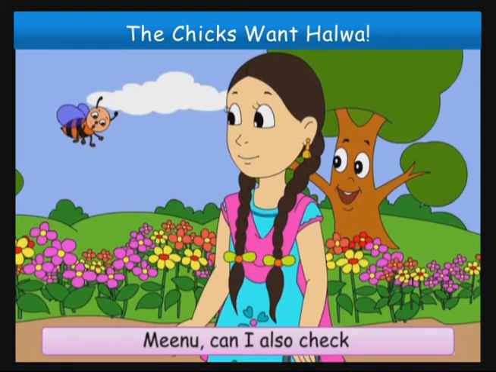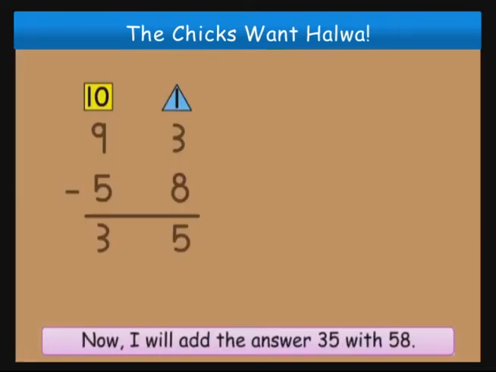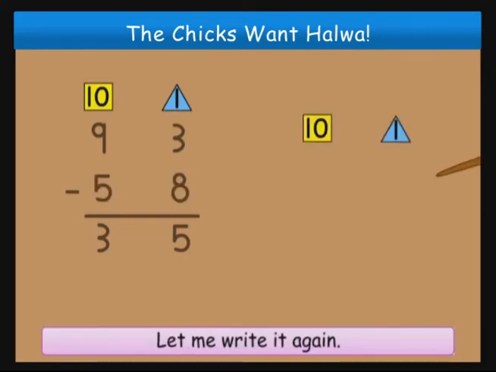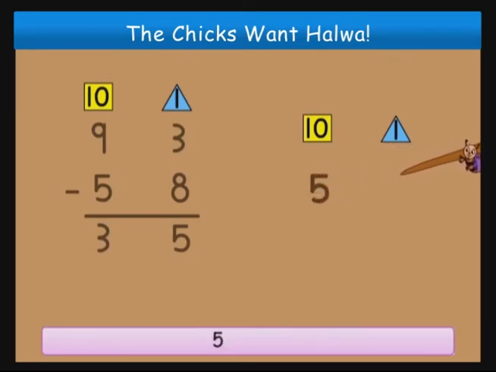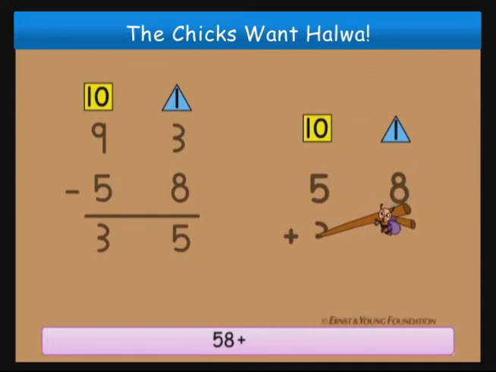Meenu, can I also check the answer like the chick? Yes, Buzz, you can. Now I will add the answer 35 with 58. Let me write it again. 5, 8, plus 3, 5.